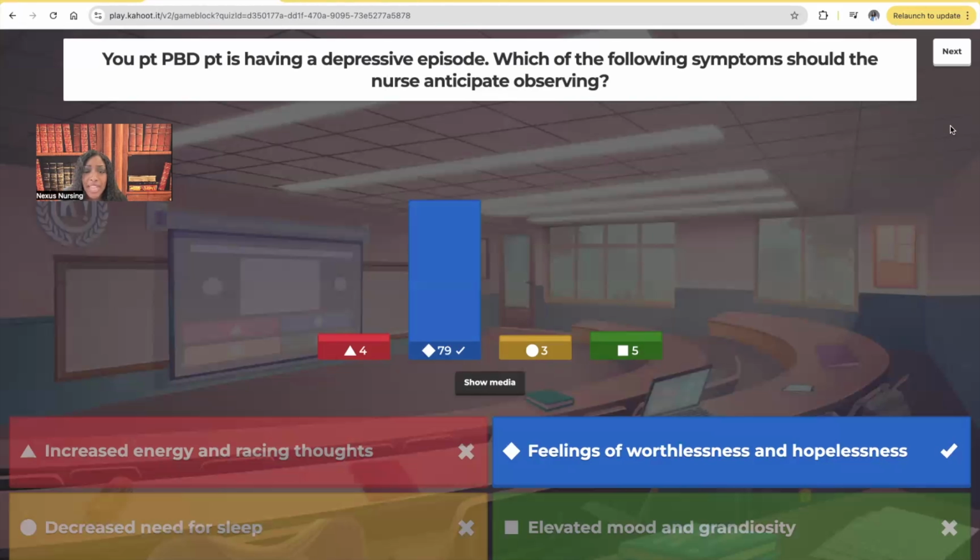And of course, elevated mood and grandiosity. Grandiosity is when you think you're better or higher than you really are. You think you're Jesus Christ, or you think you're Oprah, or you think you're the president. Like, you have an inflated sense of self. All of those would be a patient in the manic phase, not the depressive phase.